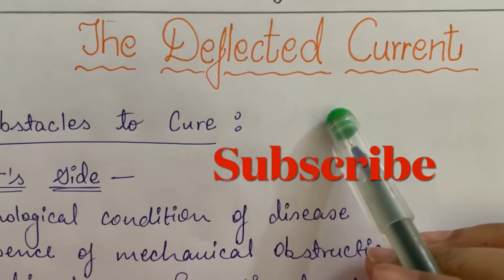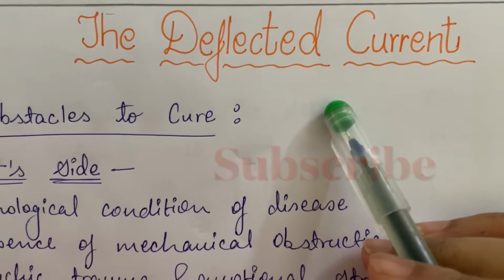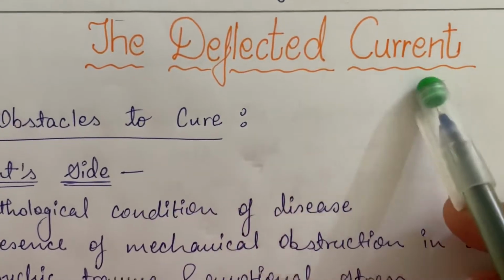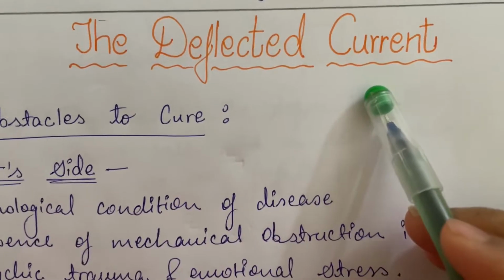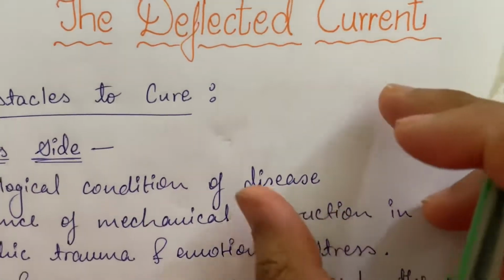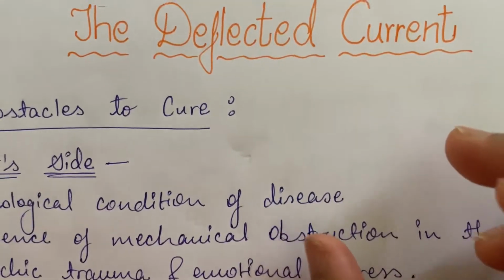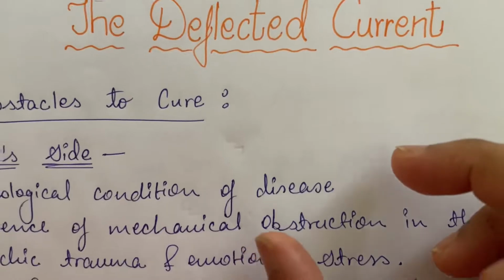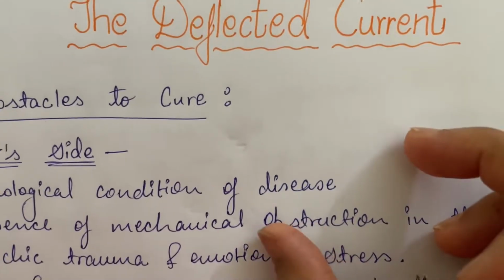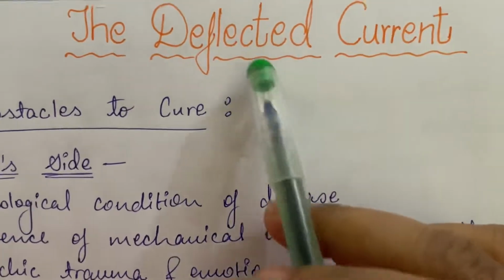My name is Dr. Nisha and in today's video lecture we are going to study the deflected current. So this deflected current, this theory or this particular part is taught by H.A. Robert. So H.A. Robert's book, Principles by H.A. Robert, the philosophy book, has this chapter, the deflected current.